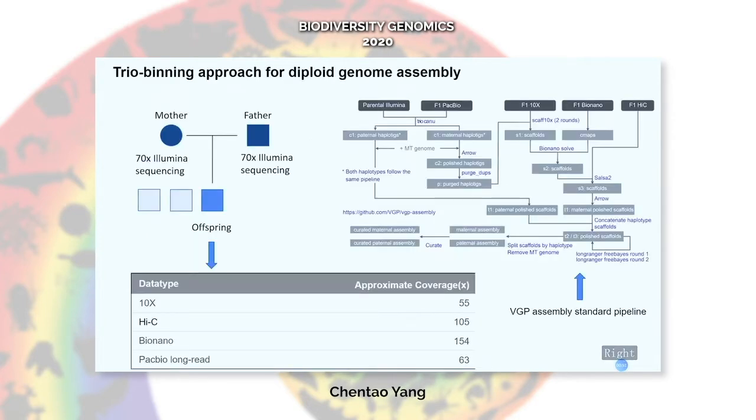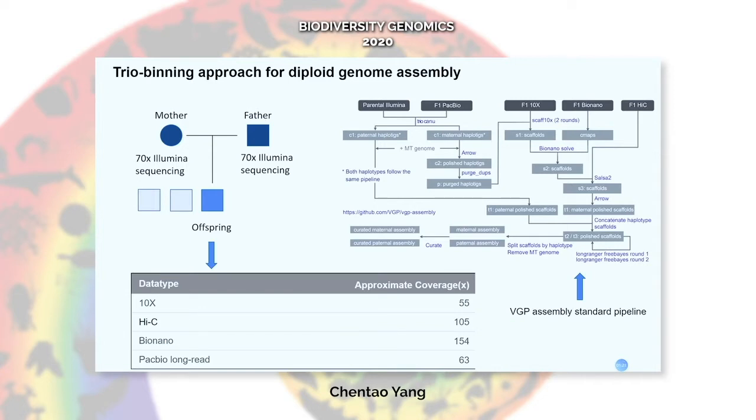In this study, we applied a recently developed trio binning approach to produce a chromosome-level, fully haplotype-resolved genome assembly for the common marmoset. The trio binning approach needs a trio sample. We sequenced the Illumina shotgun reads for the parents. Meanwhile, we sequenced the PacBio long reads, 10x Genomics linked reads, Bionano, and Hi-C reads from a male F1 marmoset.